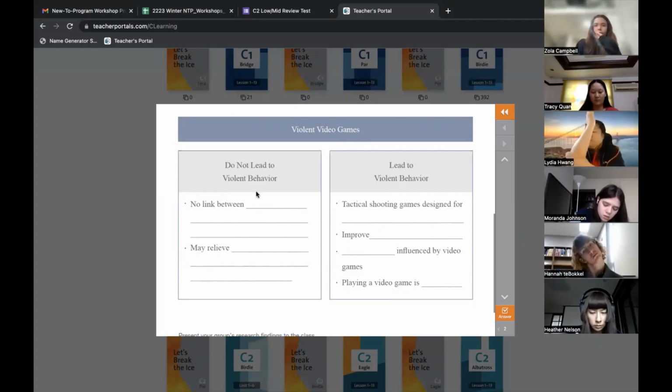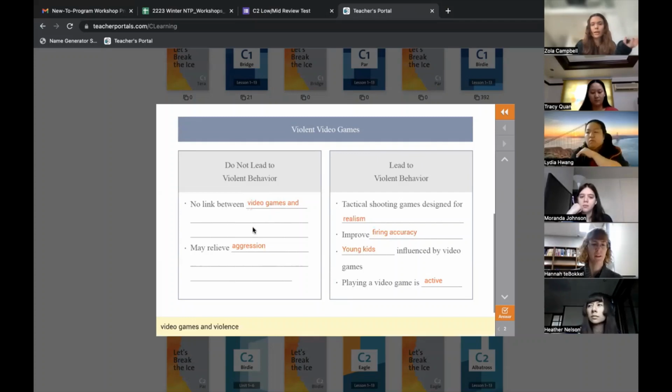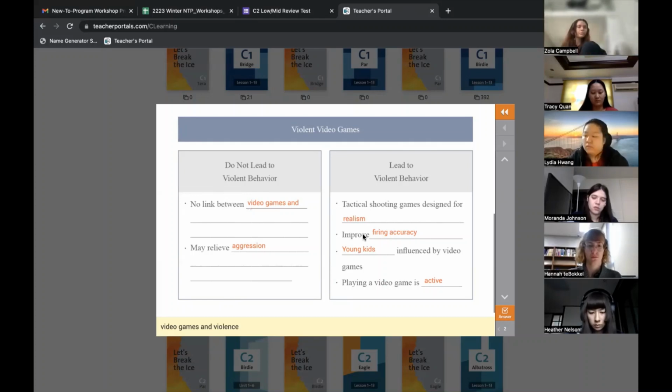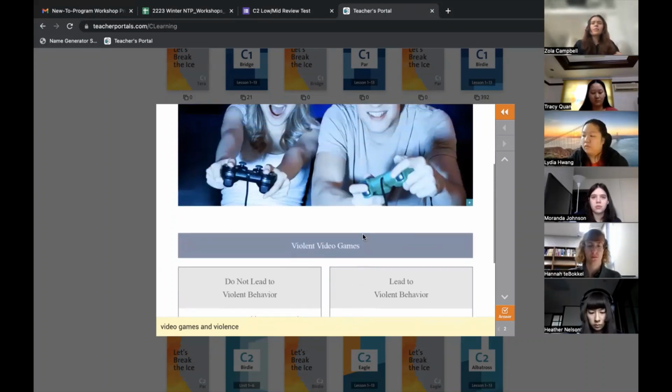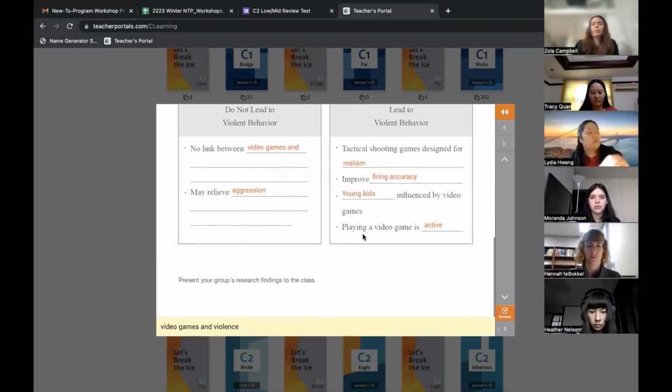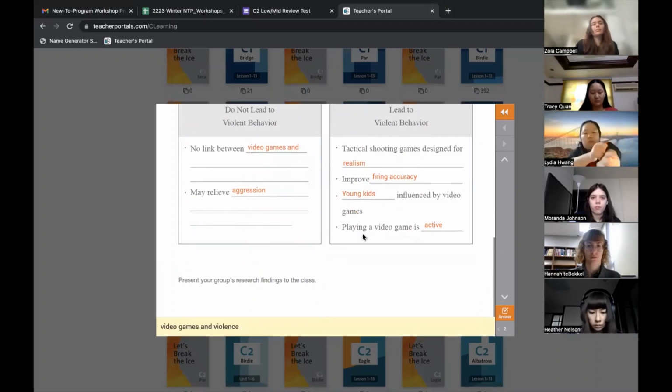Why do they not lead to violent behavior? And then the answers are here. There's no link between video games and violence, and they may relieve aggression. So this is just reviewing what we talked about last week. Why does it not lead to violent behavior? What are the reasons? Why does it lead to violent behavior? What are the reasons? Okay, so these are just the boxes that we saw in the listening and the reading. So they should have those in their notes at least from last week or remember at least a little bit.